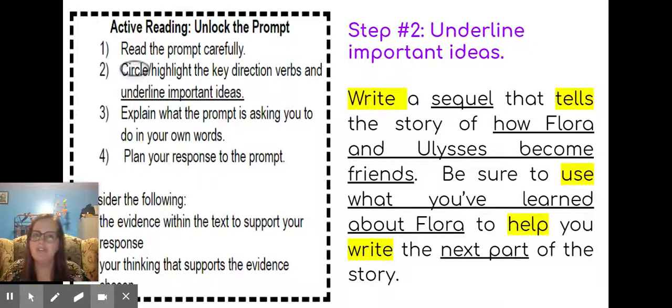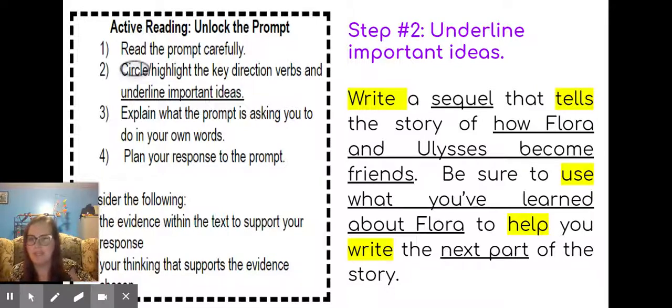Also, how Flora and Ulysses become friends. So that is the big idea. That's the big picture of what they want in this writing prompt. They want us to keep the story going, continue the story as a sequel, and focus on how Flora and Ulysses become friends. Also, we need to include what we've learned about Flora. So that way we can write the sequel, or the next part of our story.